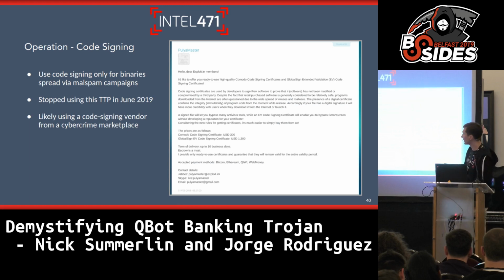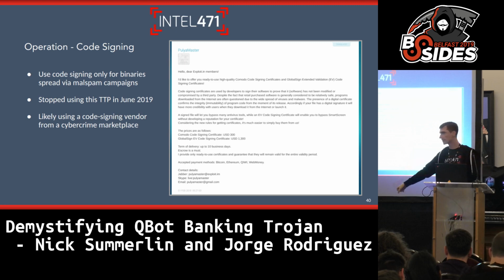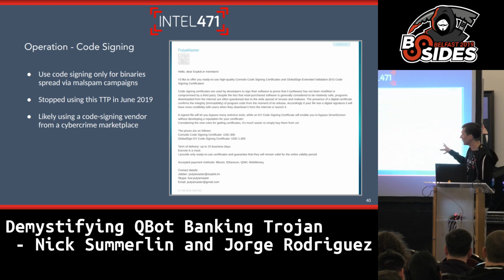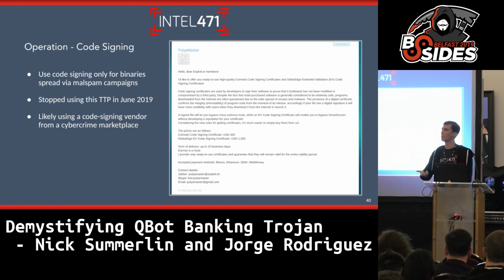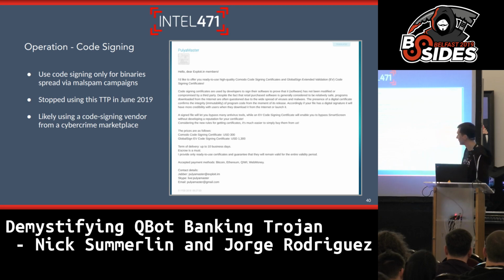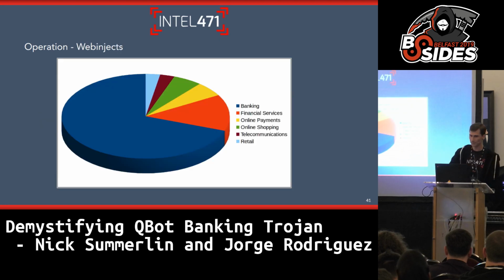Another thing that makes us think that they stopped using stolen keys from their victims and switched to a vendor is because all of the code sign samples that we found were issued to companies in the UK, every single one. And if they were using keys stolen from bots, we should see a wider geographic distribution. And because we don't see that, it's another indication that they're using one of these online code signing vendors from the underground.